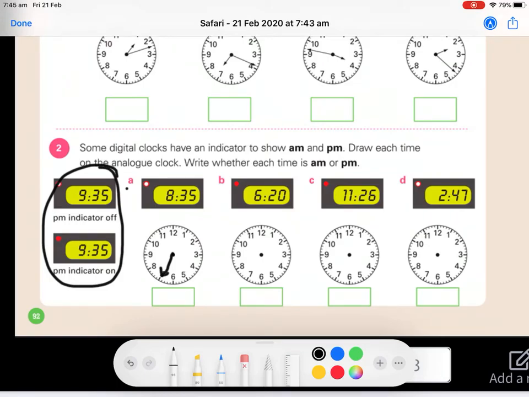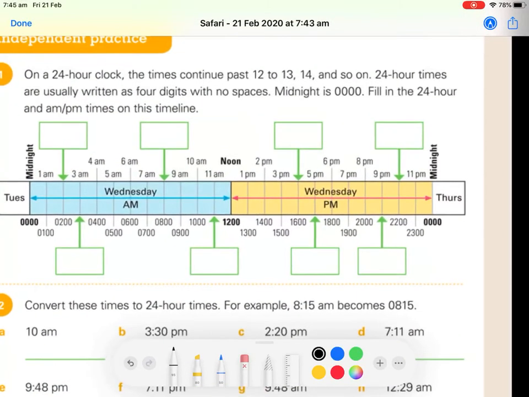Make sure you do this with your rulers. And if it's 8:35, the little hand's going to be halfway between those two. All right, and then we're going to go 8:35. Oh, hang on, indicator. Yep, I was right, PM. Okay, so look at the little indicator symbol at the top when you're finishing those ones.